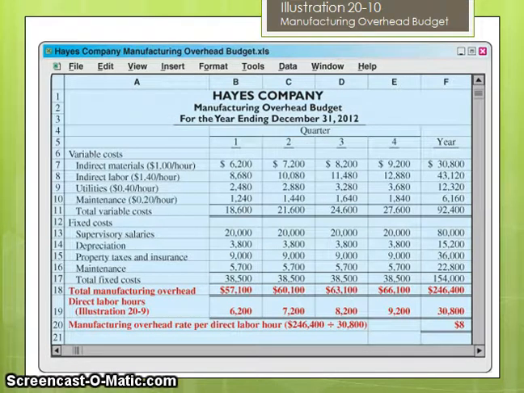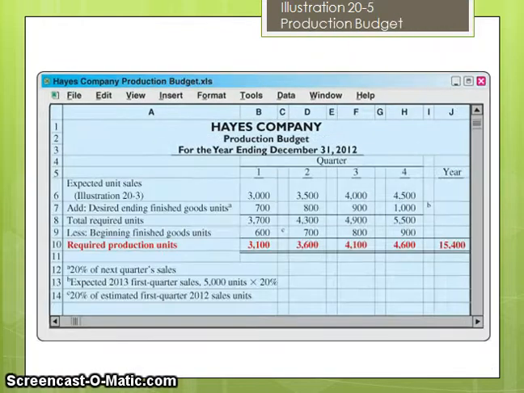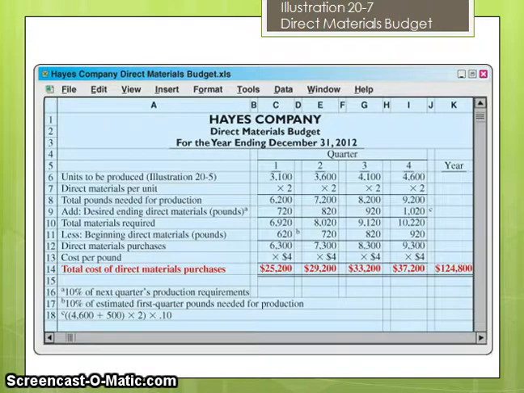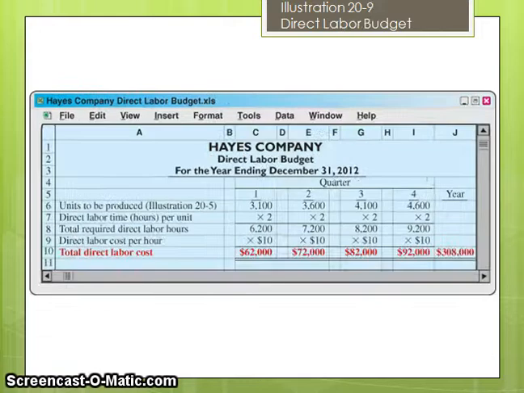You could add all those together and divide by our total production level, which was, I believe, 15,400 units. And that would give you a per unit charge. Or you could actually get the per unit amounts. For instance, direct materials per unit. Well, I know it takes 2 pounds per unit, and that costs me $4 a piece. So that's $8 a unit. For direct labor, I know it takes me 2 hours per unit, and it's $10 an hour. So that would be $20 a unit.